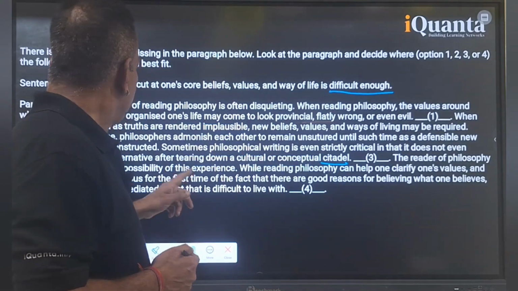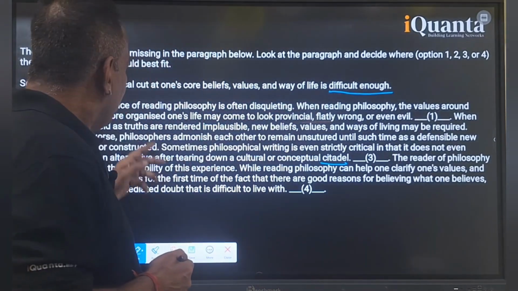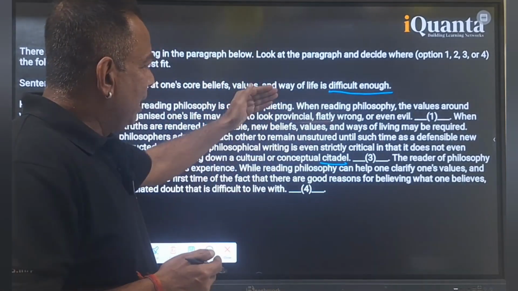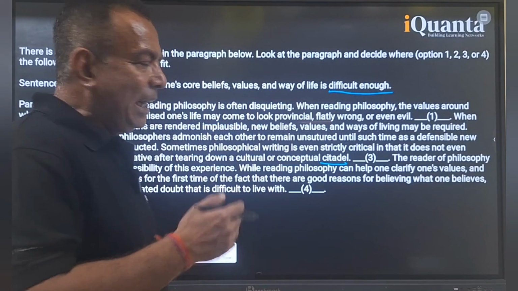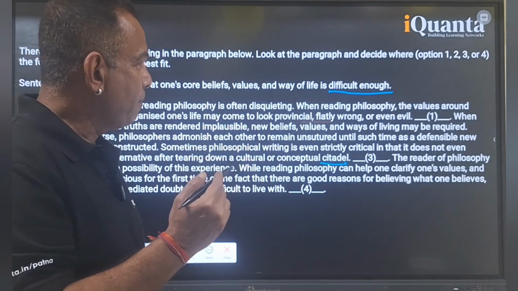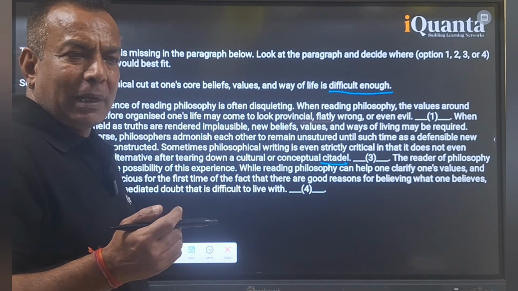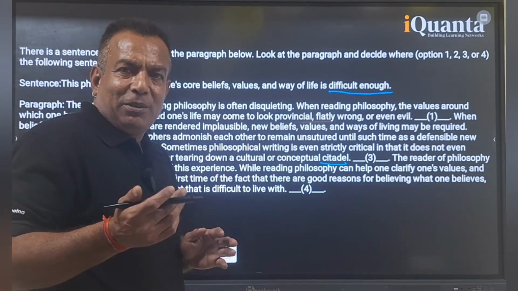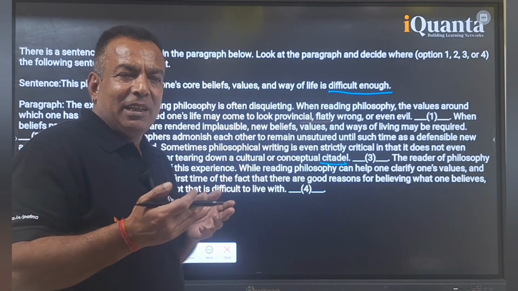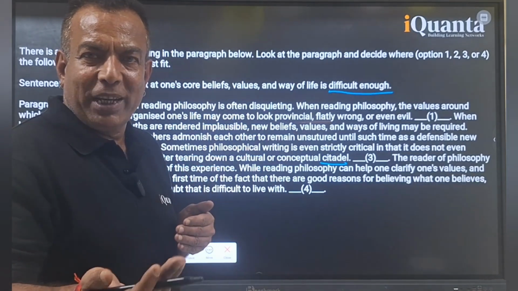So this is what the passage is all about. Now, the philosophical cut at one's core beliefs, values, and way of life is difficult enough. When it says difficult enough, that means there is more to it, something in addition that has to be described. Like you say, okay, the heat was making our lives difficult enough in summer, but then the lack of rain made it worse. The worst thing was that there was no rain.